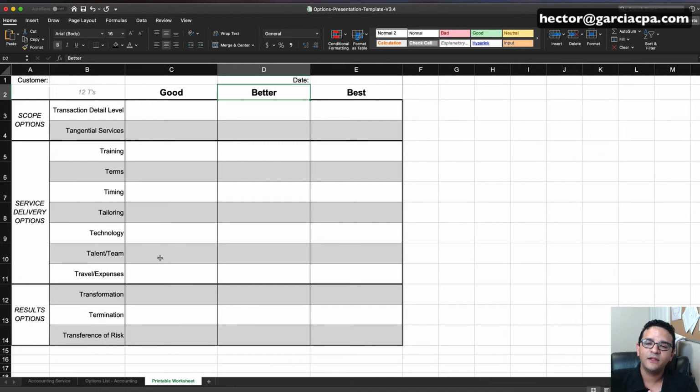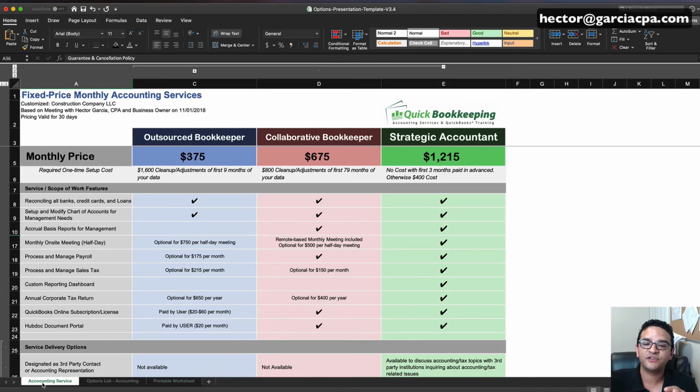Maybe think, hey, it looks like the small package will have this type of payment term, and you just write it down in there. And the best package will have this different type of payment terms. You don't have to use this, but this is a really good handwritten exercise that you can do before you go back into the spreadsheet and create your final presentation.